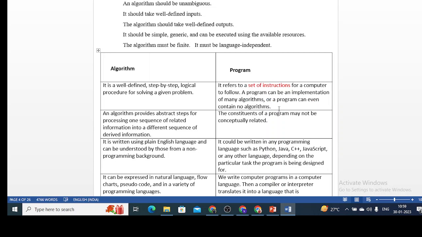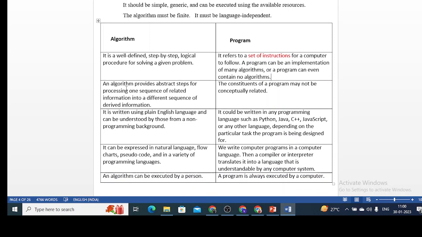In general, a program is basically a set of instructions which is going to be executed, and it is going to return you a certain output. Correct? Now, an algorithm is, you can say, abstract steps. Abstract means what? Which is not available, but it is going to be executed. Okay, we are imagining that it is there, for processing one sequence of related information into a sequence of derived information.